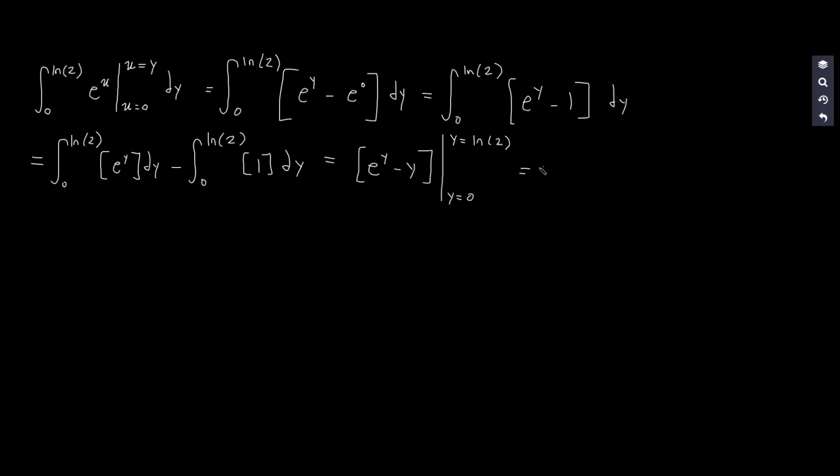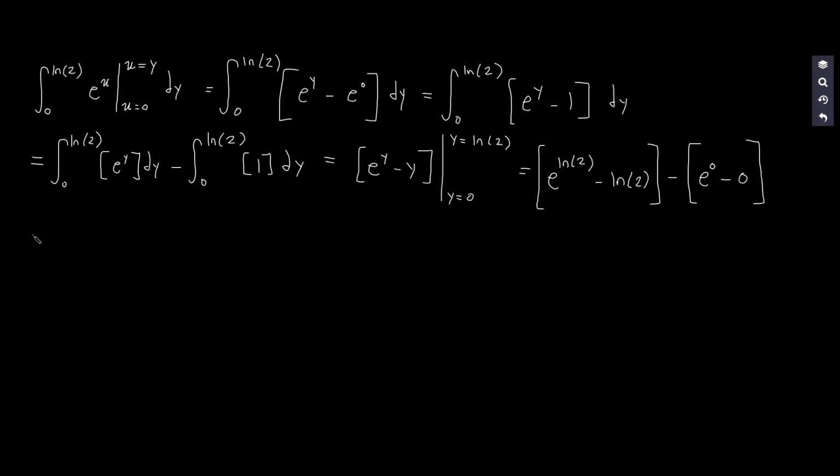Okay, this is going to be the fundamental theorem of calculus part 2. I don't know if I'm going to have enough room, but I'm going to try. So we're going to have e raised to the power of the natural logarithm of 2 minus the natural logarithm of 2. Ooh, this is a nice cancellation here. Minus e raised to the power of 0 minus 0.